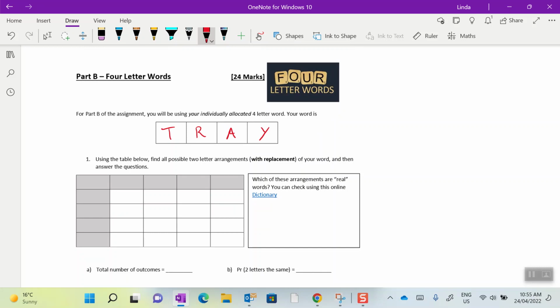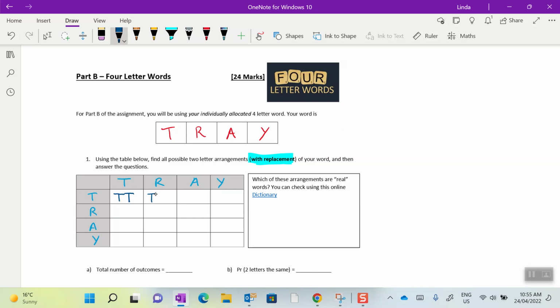Now, question 1 says, use the table below to find all possible 2-letter arrangements with replacement of your word and then answer the question. My word is tray, so I'm going to put T-R-A-Y along the top and T-R-A-Y down the side. When I look at all the different arrangements, I could choose a T and then I could choose another T because I'm replacing the letter each time.